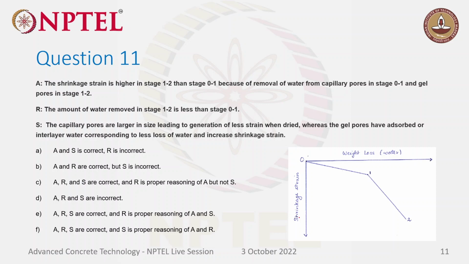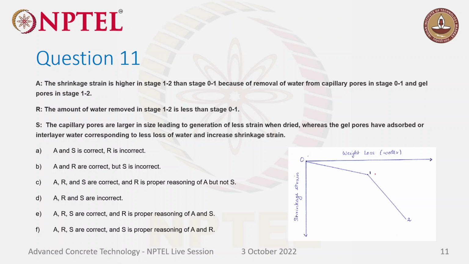The y-axis is nothing but shrinkage strain, and the x-axis is nothing but the weight loss. So weight loss due to water, moisture loss to the environment. So here there are 2 stages of weight loss. Initially the weight loss is not much, but in the second stage there is much weight loss. Even though the weight loss is pretty higher in 0 to 1, that is the first stage, the shrinkage strain is not much higher.